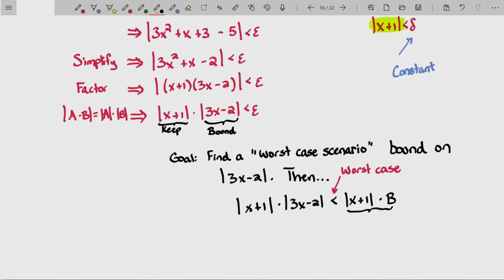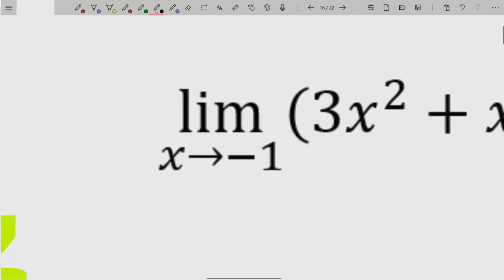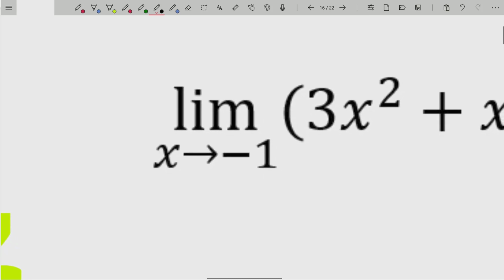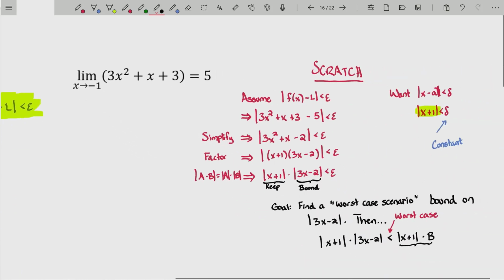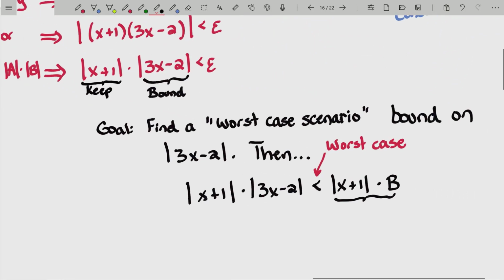Let me write that down. Our goal is to find a worst case scenario bound on the absolute value of 3x minus 2. What's the biggest it will possibly be? And there is a way to do this. You might say, but we don't know what x is, and you're absolutely correct, but we do know what x is near. That will help out. We know that x is getting really close to -1. So it's not like x is going to be $1 trillion. That's not going to happen. x is getting really close to -1. So there is a nice, easy way to bound that absolute value of 3x minus 2.